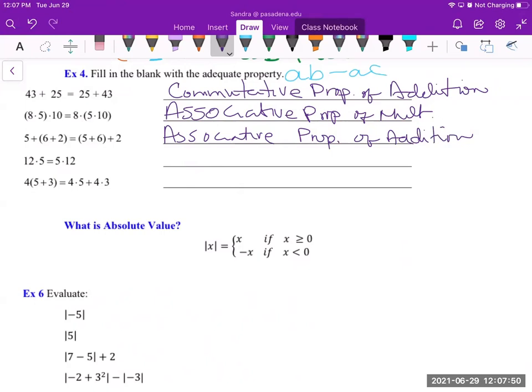12 times 5, it's equal to 5 times 12. I have moved them around. The numbers, I'm moving them, but the product's not going to change. So this is commutative property of multiplication.